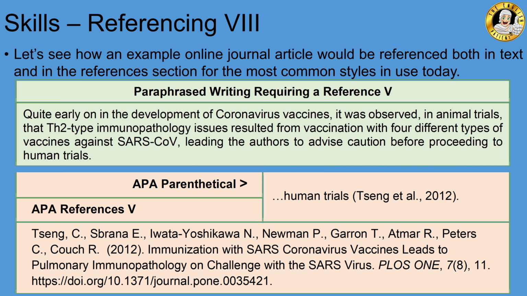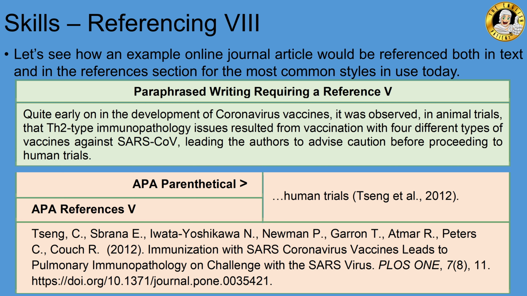Now, for the full references section, at the end, we have a full list of the authors: family name, comma, initial for the first name, full stop, comma, and then list all of the authors. After that, we have the year of publication, 2012, and then we have the title of the journal article. Immunization with SARS coronavirus vaccines leads to pulmonary immunopathology on challenge with the SARS virus.